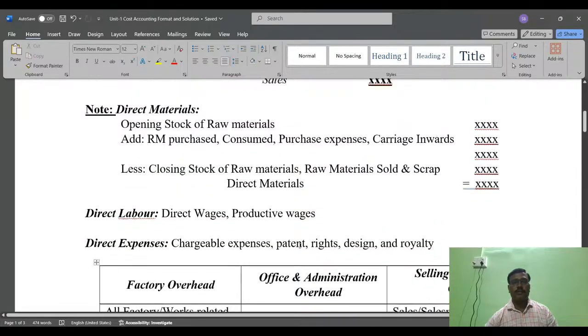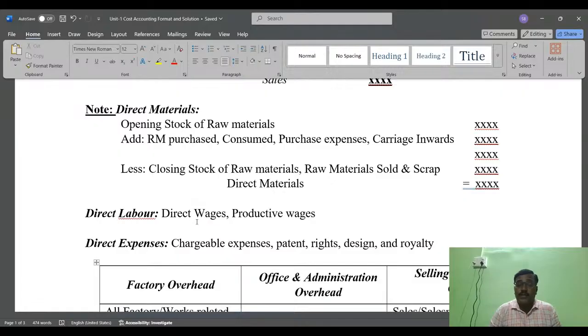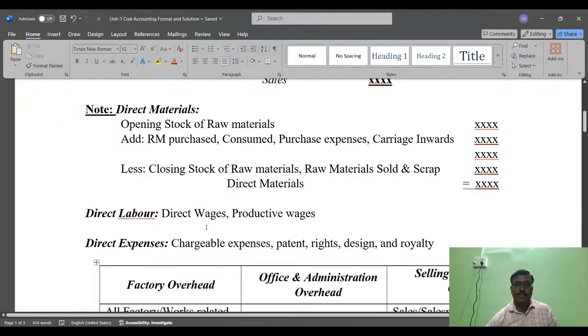And we have a few examples for direct labor. Direct wages or productive wages are also called direct labor. Then direct expenses: what are the expenses that we can treat as direct expenses? Chargeable expenses, patent rights, design, and royalty. These are direct expenses.